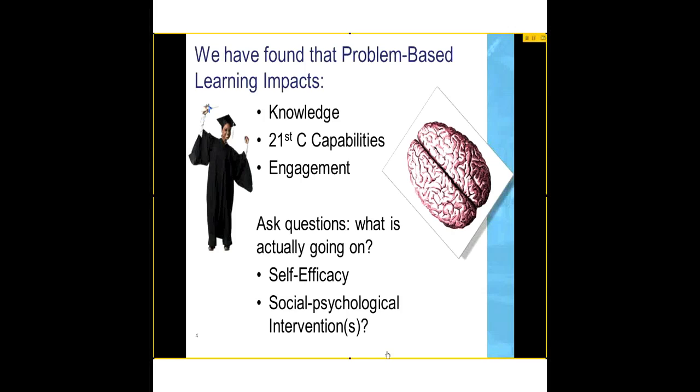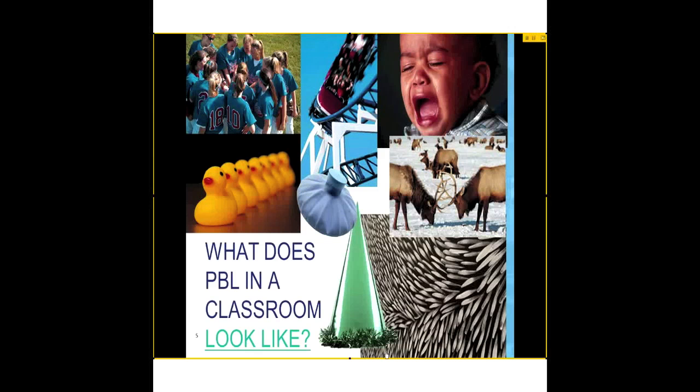Students get into it once they get over the resistance. So what we think is going on is something called self-efficacy, the idea that students are learning to believe that they can do it. And maybe even some of those little social psychological interventions that are going on, where you can do things in the environment of the classroom that will help students understand that they can do something.